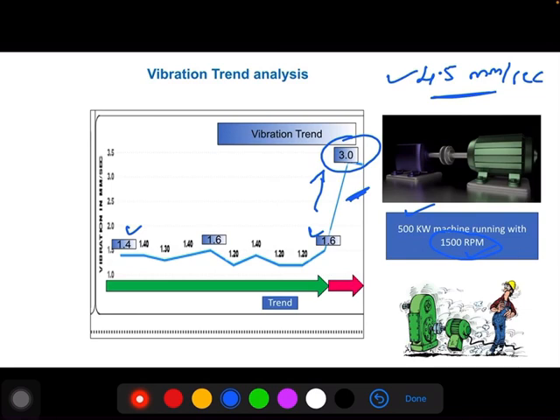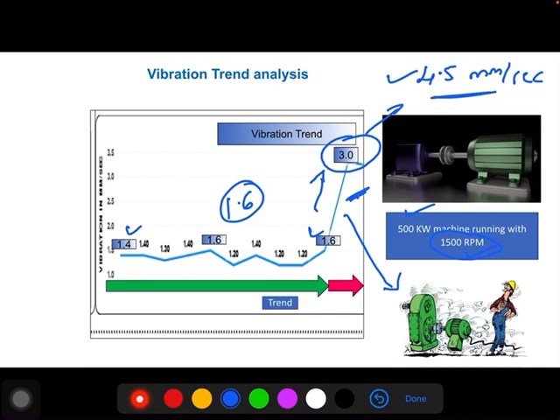You set the baseline as 1.6 mm per second after trending for 6 to 7 months. Suddenly there is an increase up to 3 mm. Then you need to take corrective action at this stage only. If you run further, then it will lead to a catastrophic failure. So trend analysis is the best method for defining the vibration limits.